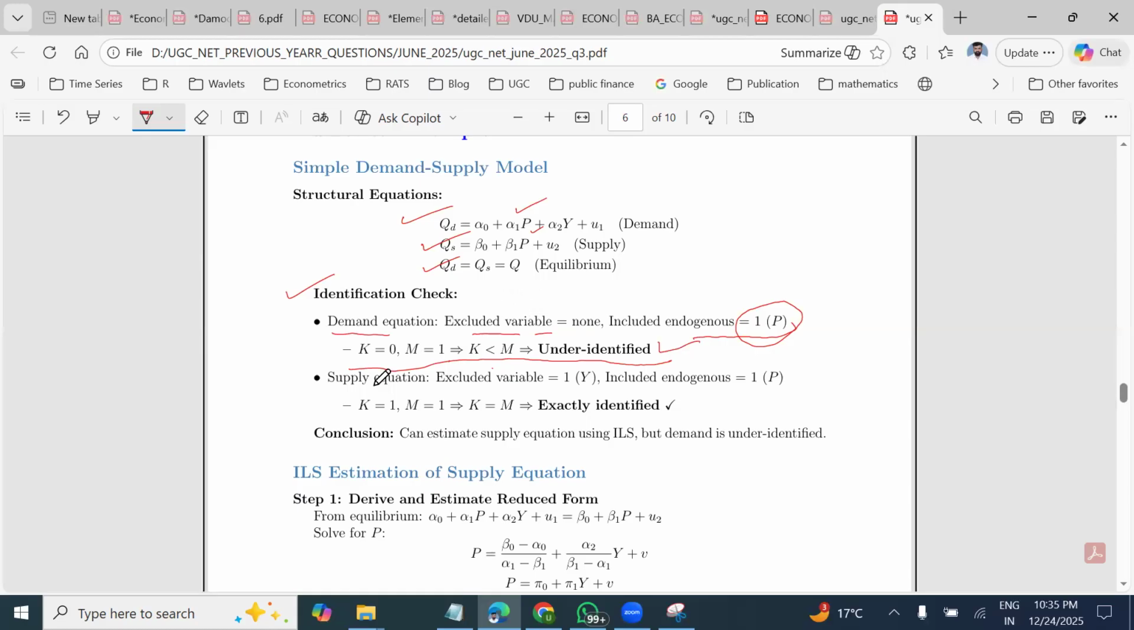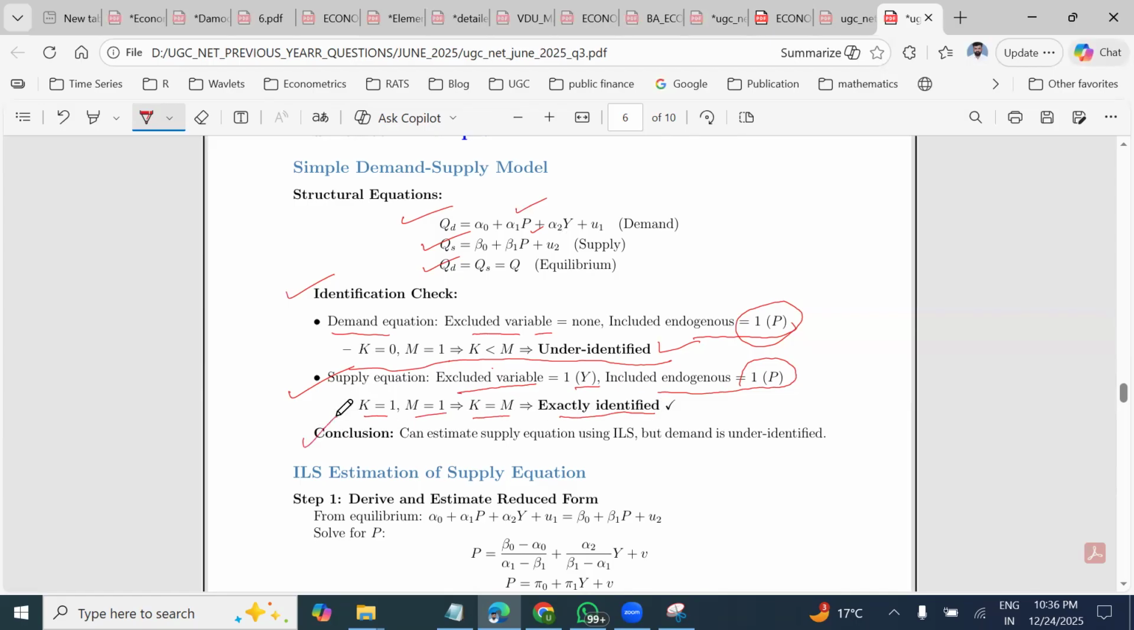Similarly, now you just see the supply equation. So in the supply equation, what is excluded? You can say one variable is excluded, isn't it? Now you will be able to relate. So y is excluded, and what is included? One p, which we know is an endogenous variable. So k is equal to 1 and m is equal to 1. So k is equal to m means it is exactly identified.